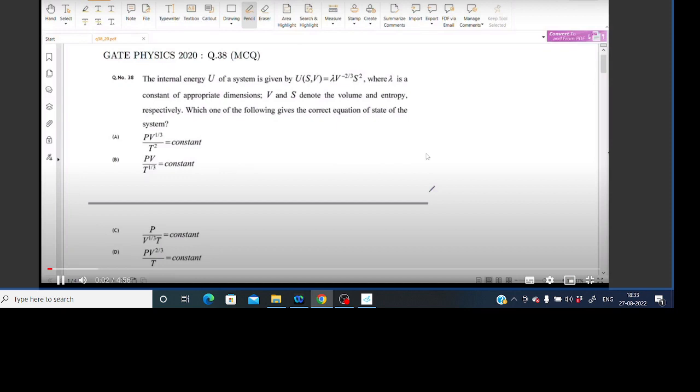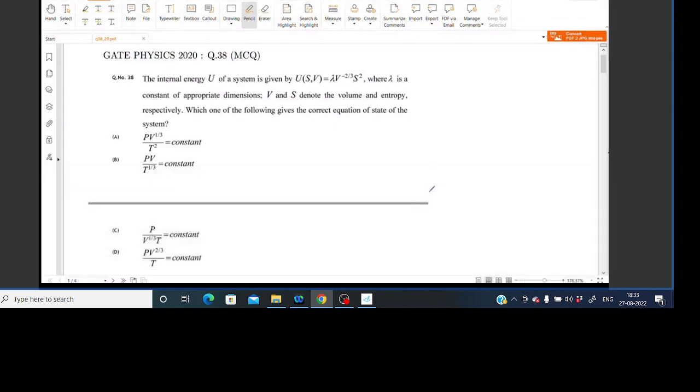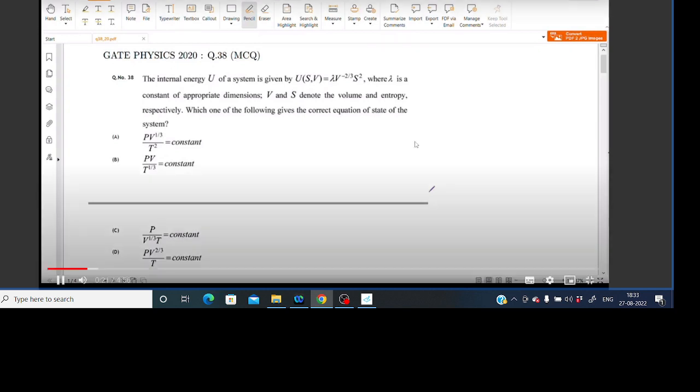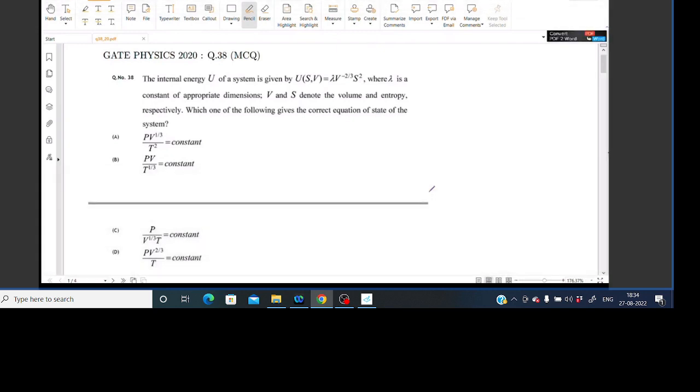Hello everyone. In this video, I shall discuss problem number 38 of GATE Physics 2020. This is a multiple choice question. The internal energy U of a system is given by U equal to lambda V to the power minus 2 by 3 e to the power S, where lambda is a constant of appropriate dimension. V and S denote the volume and entropy respectively. We have to find out the correct equation of state of the system.